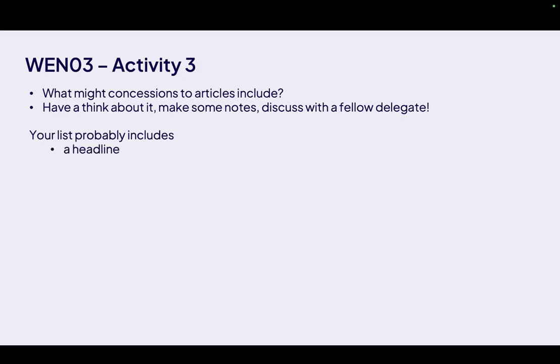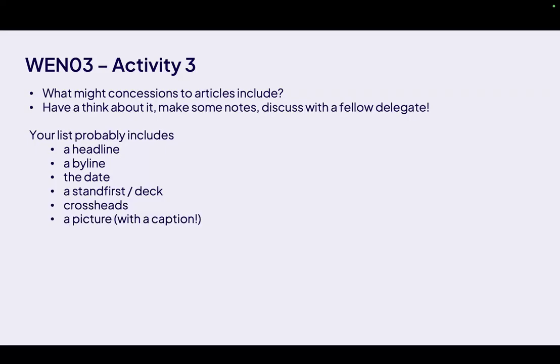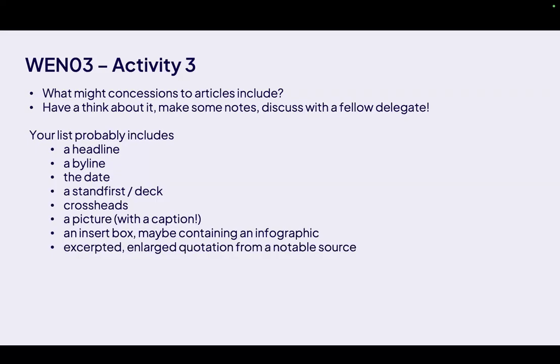So your list probably includes, yeah, articles need a headline, a byline, the date, a stand first, sometimes called a deck, crossheads, a picture with a caption, something to mention about that as well, and insert box maybe containing infographic information, excerpted, enlarged quotations from a notable source, but other things as well. So if you're not familiar with all of those, I suggest you get your students to research it for you and come back explaining what each of those, make sure they understand what they are. Okay.